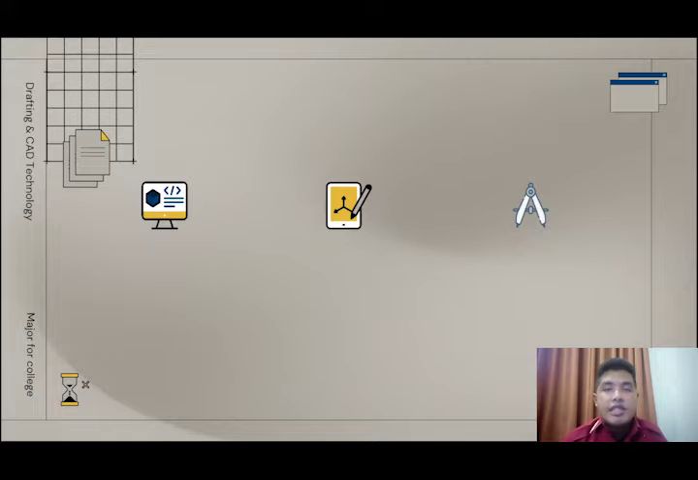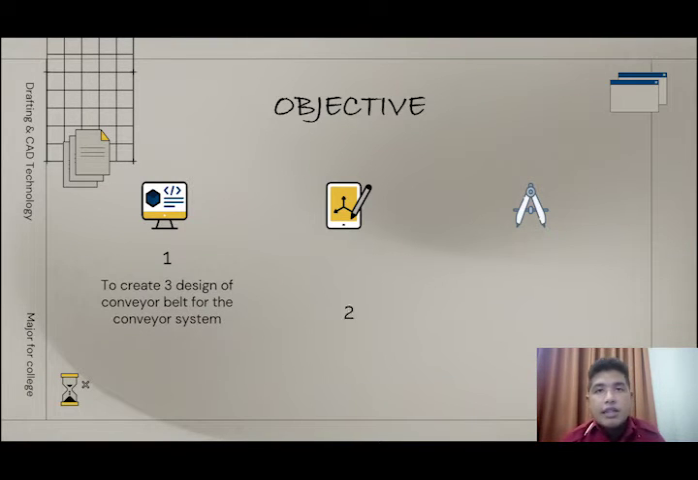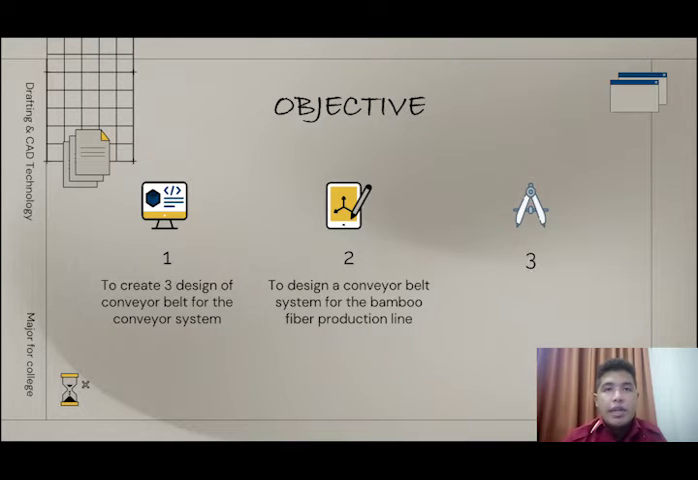Next is the objective of this project. The first objective is to create three designs of conveyor belt for the conveying system. The second objective is to design a conveyor belt system for bamboo fiber production line. And the third one is to design the structure for the conveyor belt itself.